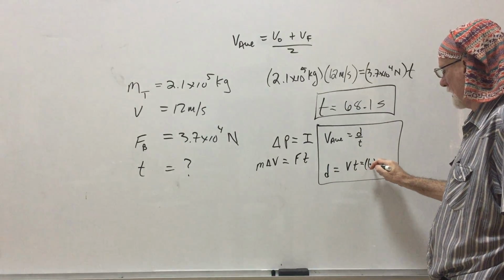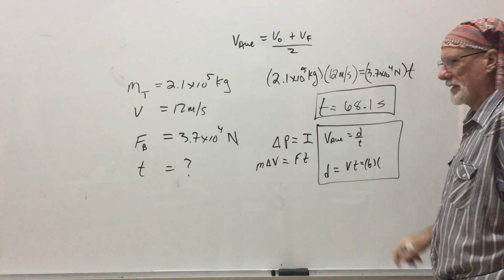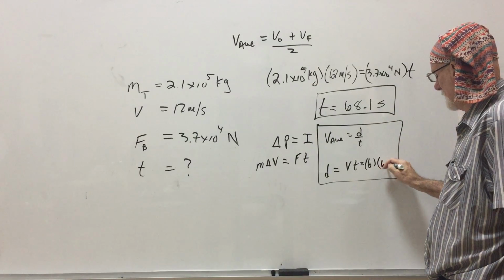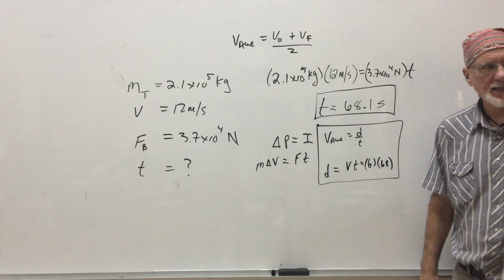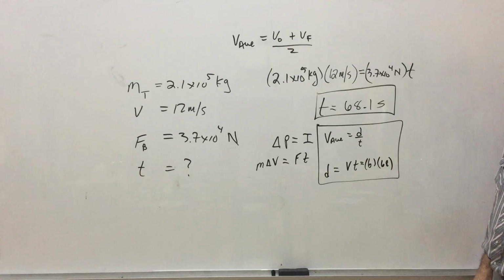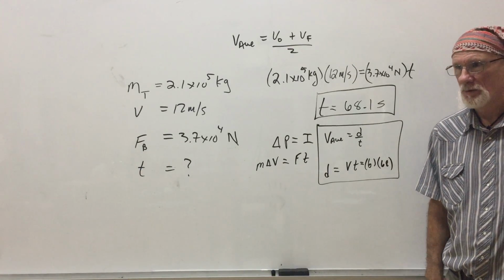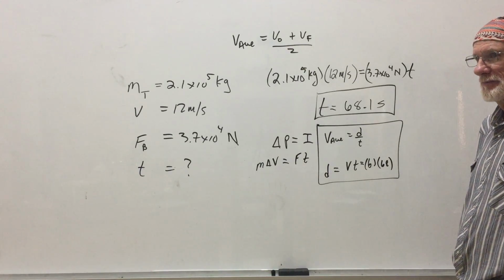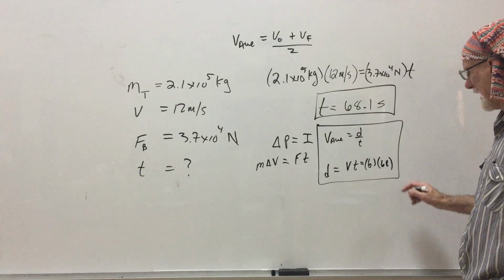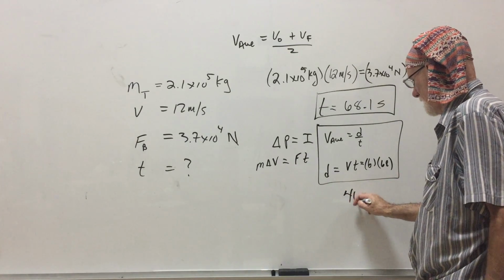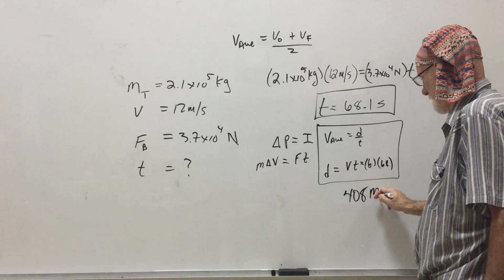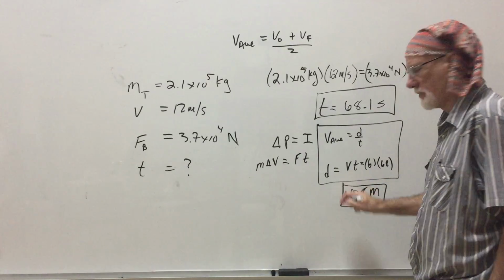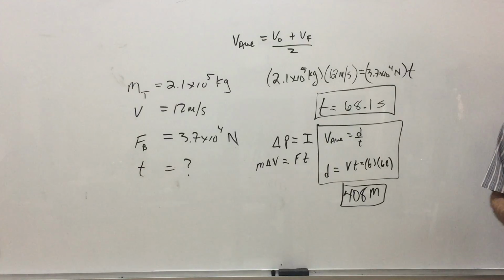Let's leave off the unit labels. And then t is 68. We'll just say 6 times 68 is what? 408. Yes. Is that right? Did we all get that?